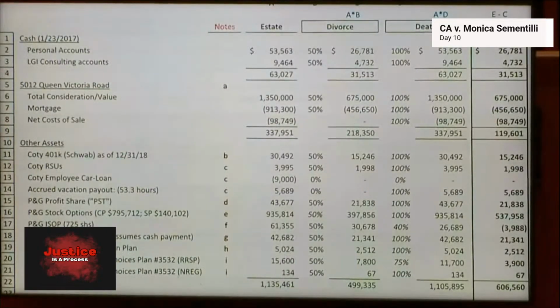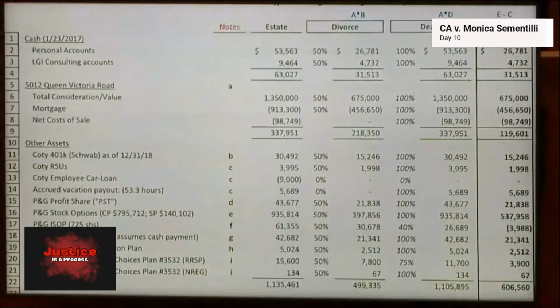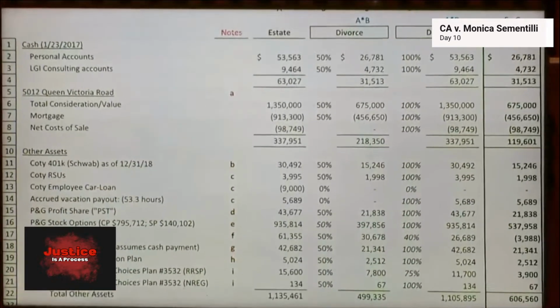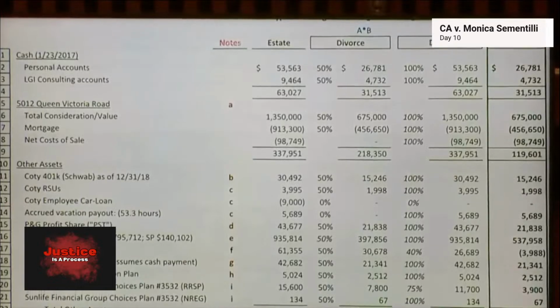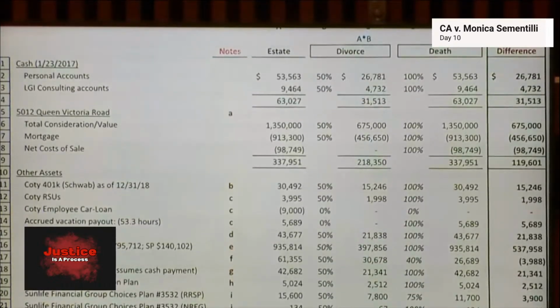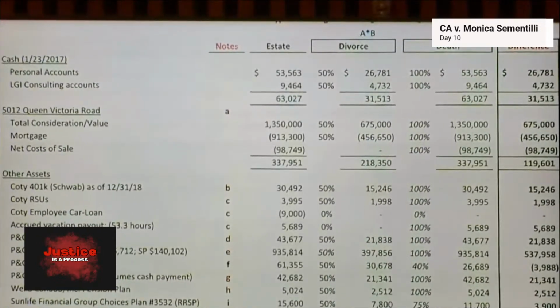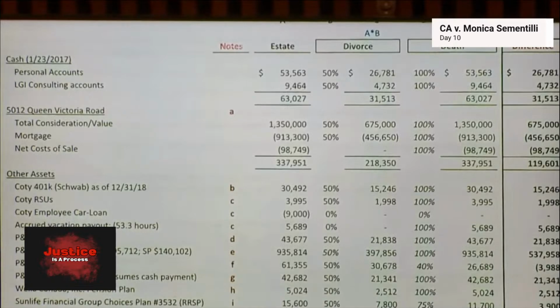All right, let's talk about the family residence at 5012 Queen Victoria Road. We see that on lines 5 through 8 on your chart. Can you walk us through that? Yes, so line 5 is just the title. It's just the address. Line 6 is the total amount, and that's the total amount it was sold for.